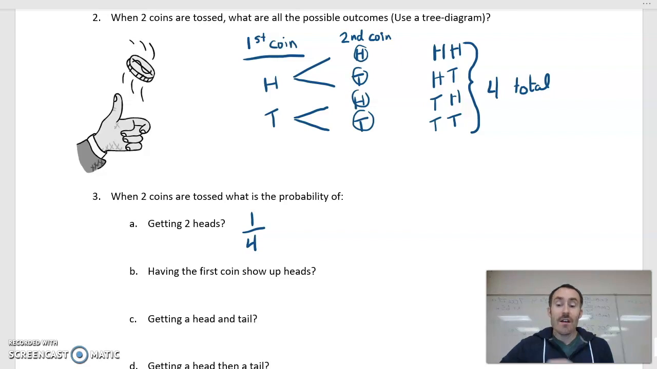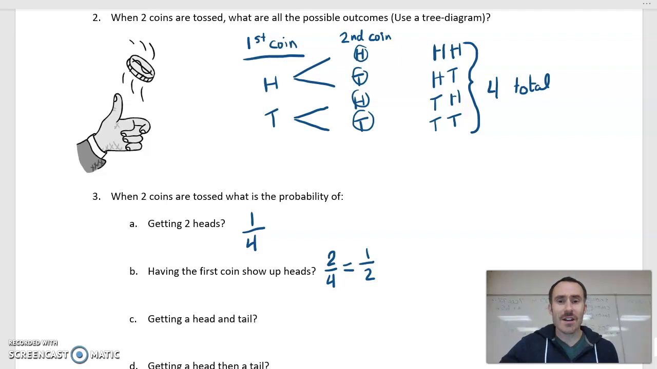Okay? What's the probability of having the first coin show up heads? So if we look at our total outcomes at the end over here, we can see heads, heads, and heads, tails are the 2 outcomes that satisfy having the first coin show up heads. Okay, and so if we're looking at those final 4 outcomes, then 2 out of 4 of them are heads to start off with. And we can reduce that because both of these can be divided by 2, and so we get 1 out of 2 is having the first coin show up heads.